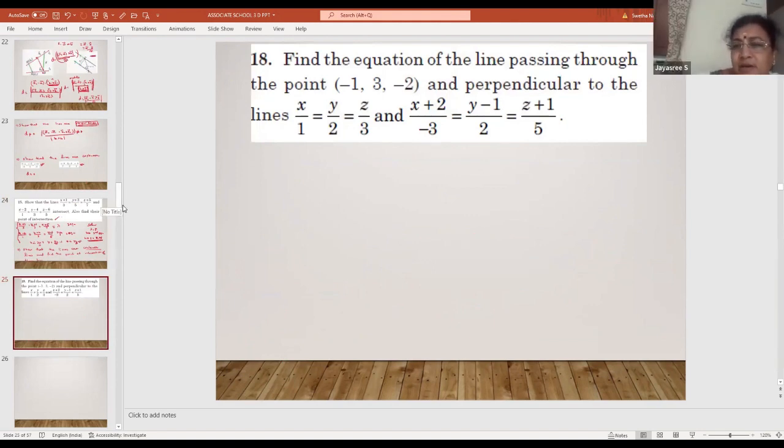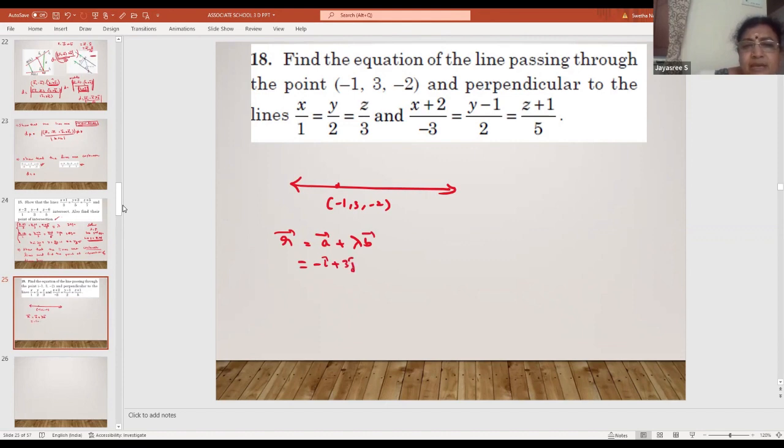Another important concept we come across in this: find the equation of a line passing through a single point and perpendicular to 2 lines. So find the equation of the line passing through the point minus 1, 3, minus 2. Immediately we write R vector equal to A vector plus lambda B vector, so minus i plus 3j minus 2k plus lambda times B vector. Now this particular line is perpendicular to one line, so L is perpendicular to L1.